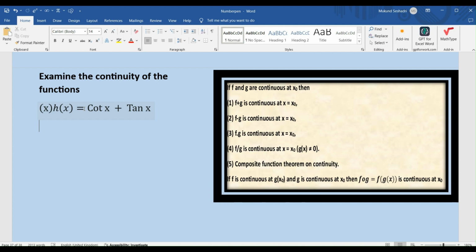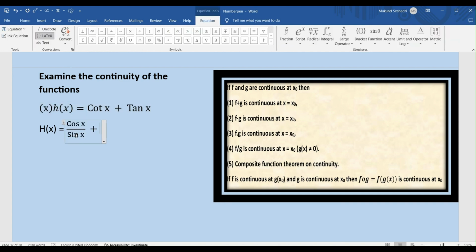So I'm going to solve this problem in a slightly different way. All I'm going to do is a little bit of simplification here. What is my cot x? My cot x is cos x by sin x, right? So let me write that. And my tan x is nothing but the inverse of cot x, which is sin x by cos x, right? So when I do a cross multiplication, what do I get?